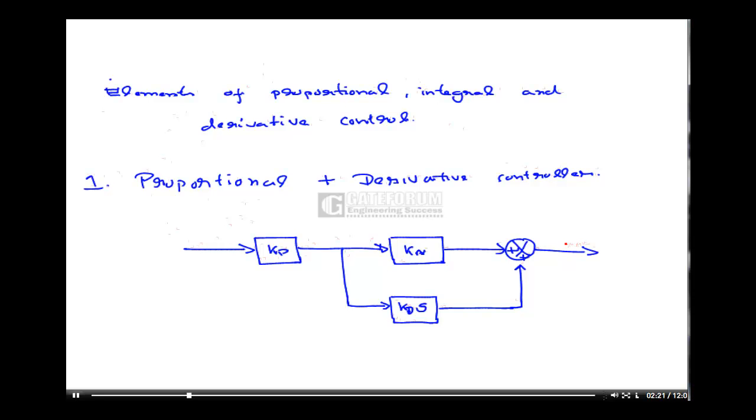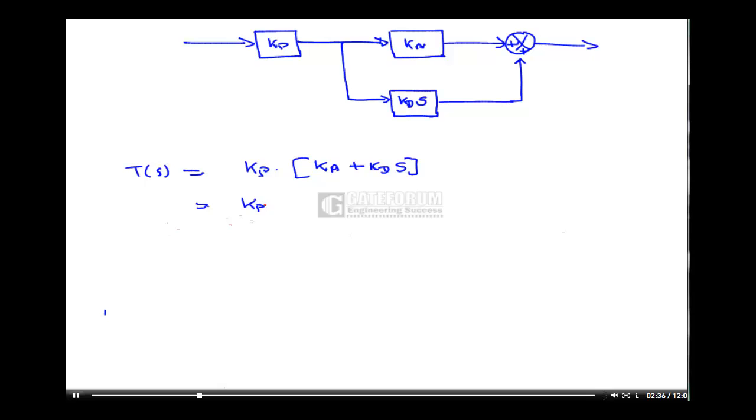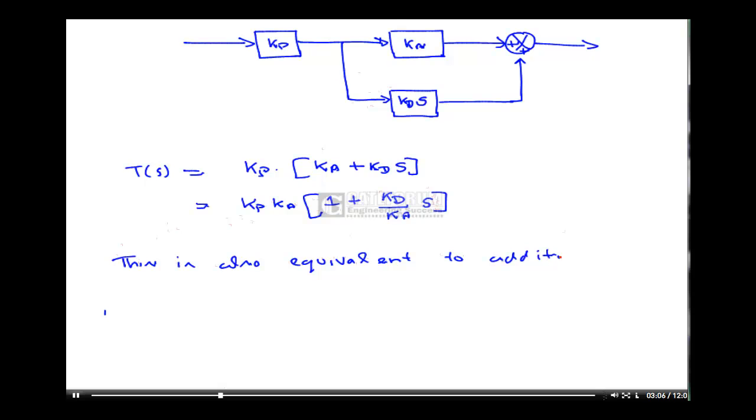Now if I write the overall transfer function of this, it will be Kp multiplied by Ka plus Kds, which is equal to Kp Ka times 1 plus Kd by Ka into s. Okay, now putting this type of controller in a system means that we are adding a zero. Equivalent to addition of 0. So the effects caused by addition of 0 will be due to this type of controller also.